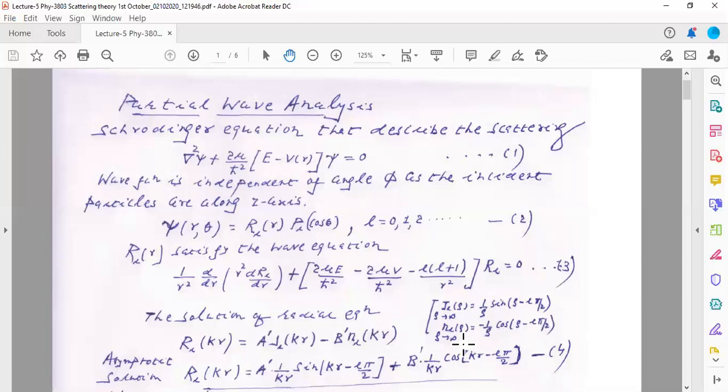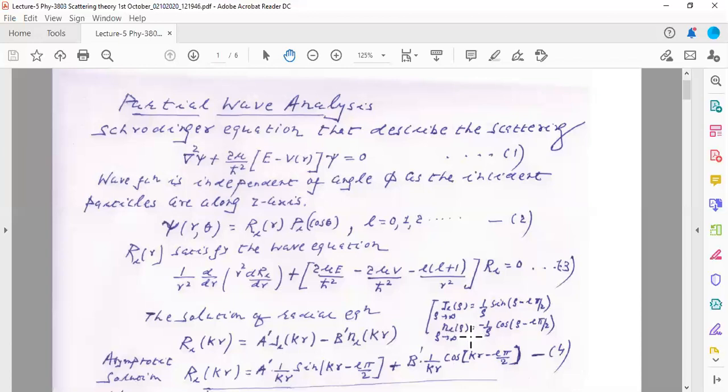But if rho tends to 0, that means if it is very close to the scatterer, then N_L of rho is not a finite function, it is an infinite function. I gave you an exercise to show that N_L of rho is an infinite function. It is the same when rho tends to infinity. We will discuss the solution of this when we have a Google meeting.